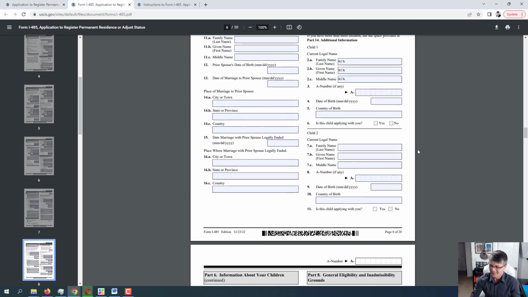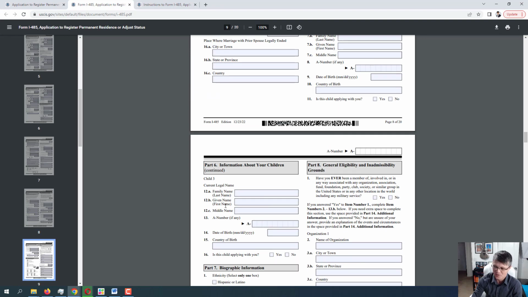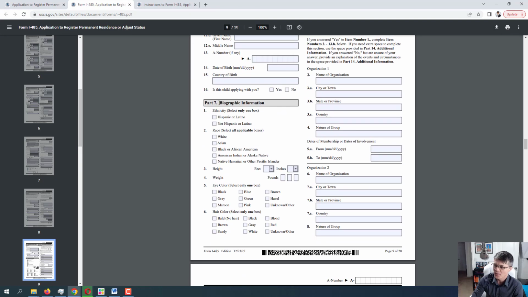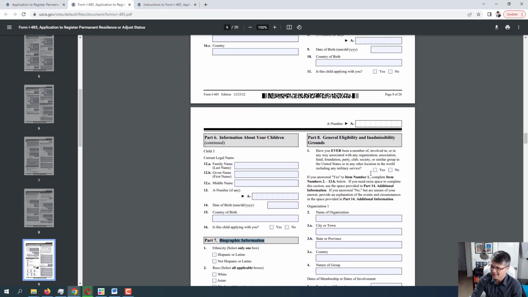But if you have, obviously, 2, they have child 3, so they have space for 3 children. Again, if you have more than 3 children, I'll show you at the end of the video how to use that additional form to add additional information. It's very straightforward. Moving further, we have biographic information. So ethnicity, race, height, weight, eye color, hair color, all that sort of stuff for you, obviously.